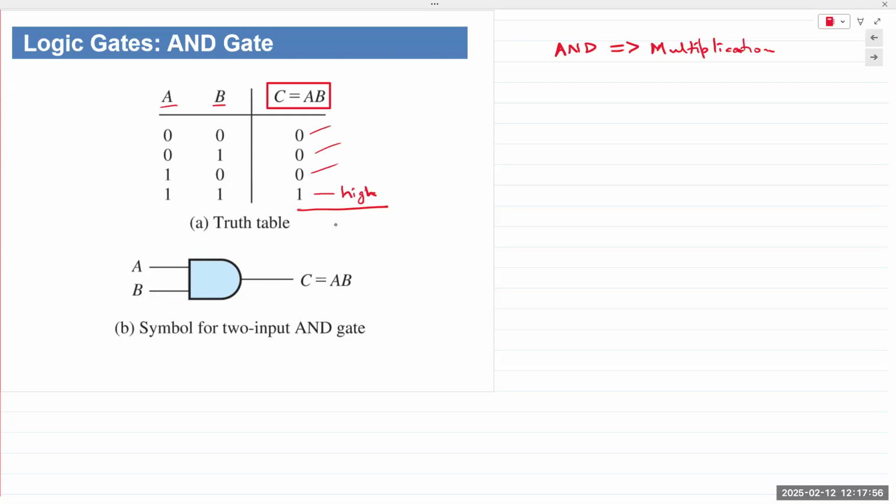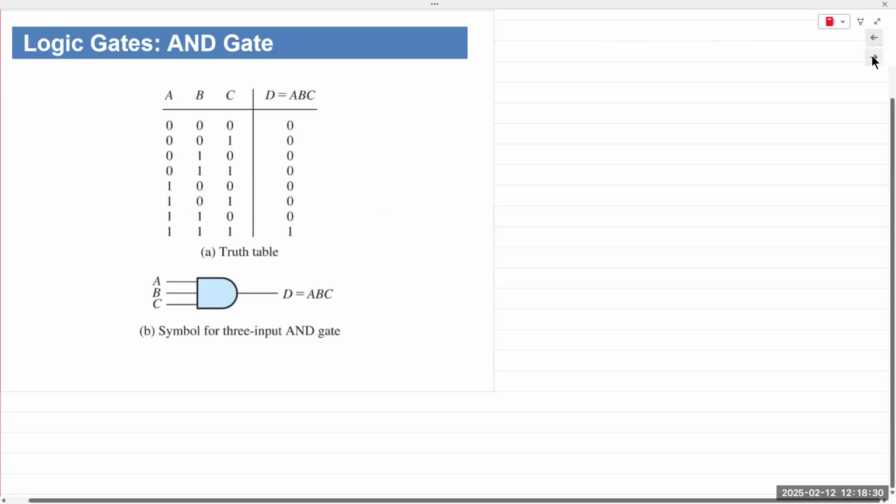And high in terms of circuits would simply mean, if it's a 5-volt circuit, typical digital circuits are 3.3 or 5 volts. The output would be plus 5 volts only when both inputs are at plus 5 volts. For any other combination, output would be 0 volts. So in terms of circuits, it would simply mean output is plus 5 volts only when both inputs are plus 5 volts.